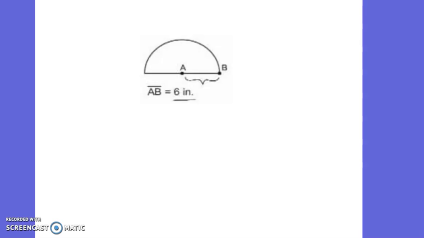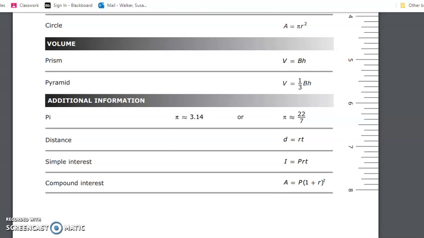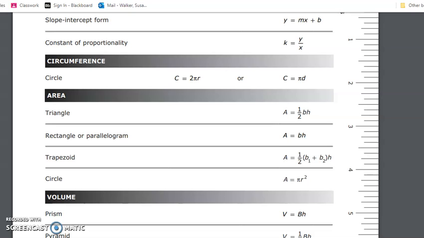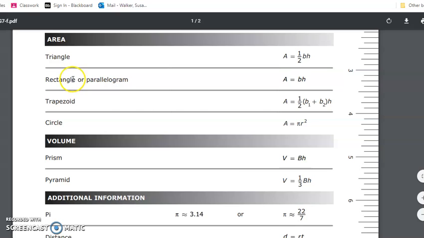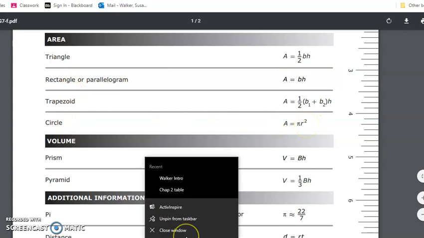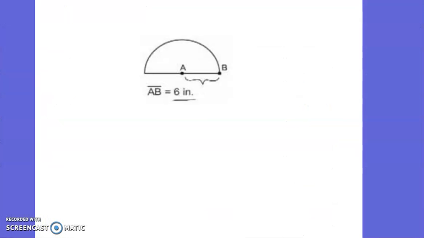Now, before we start solving, if you need to pause this, you can, I want you to make sure that you have this formula chart, okay? At the top, I want to make sure we're not using circumference. Circumference is the distance around the circle. We're using area. Area of a circle, A equals pi r squared, okay? I'm going to write that down.